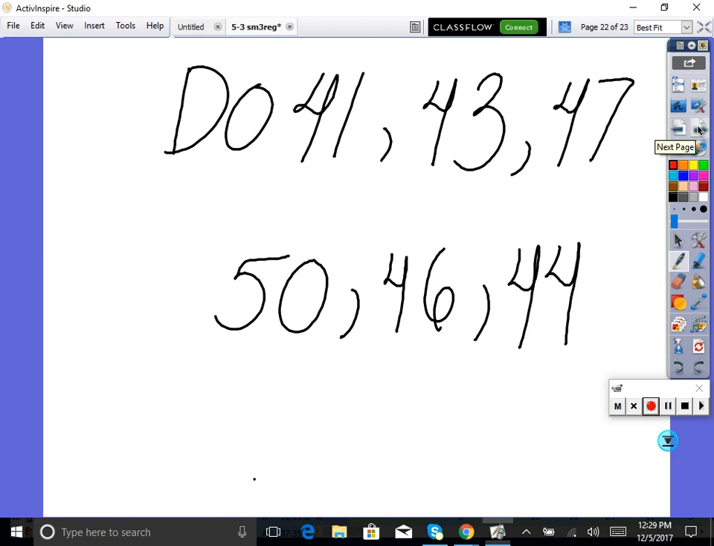Okay, these are the ones I want you to do. So circle these ones. So you have to do 1 through 40. And then you need to do these on top of it. 41, 43, 47, 50, 46, and 44. Now you are going to run into some things you have not seen before. Try to think a little bit and then ask me.